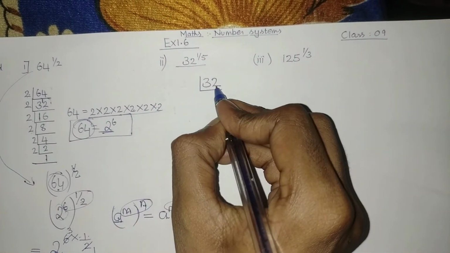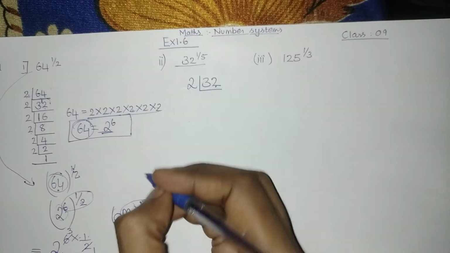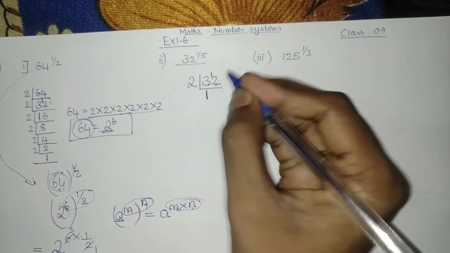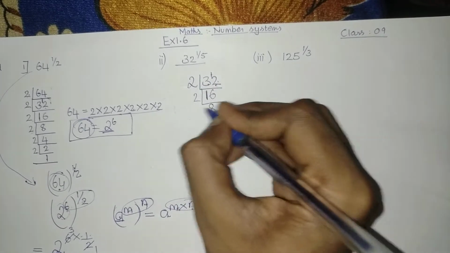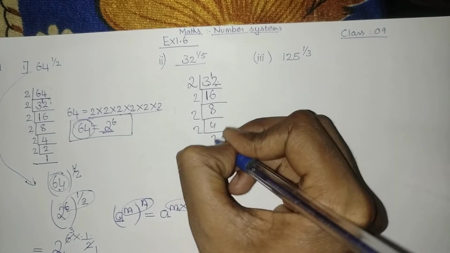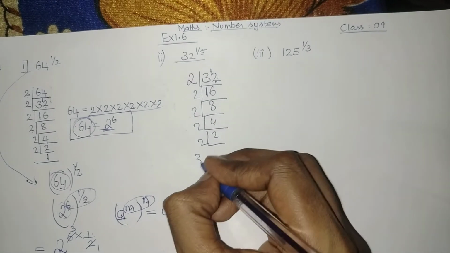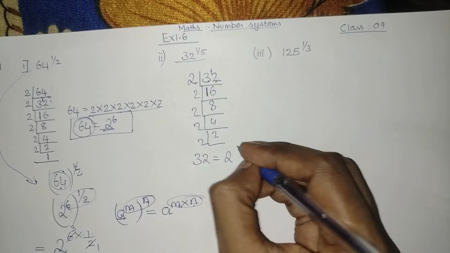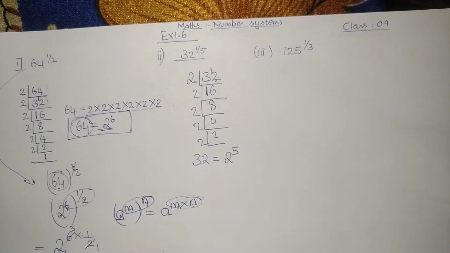Since the units place is an even number, you can divide it by 2. 2 1s are 2, but we have 3, so carry one number. Now it is 12. 6 2s, 8 2s, 4 2s, 2 2s, 1. So 32 can be expressed as 2 power 5, 2 multiplied 5 times.